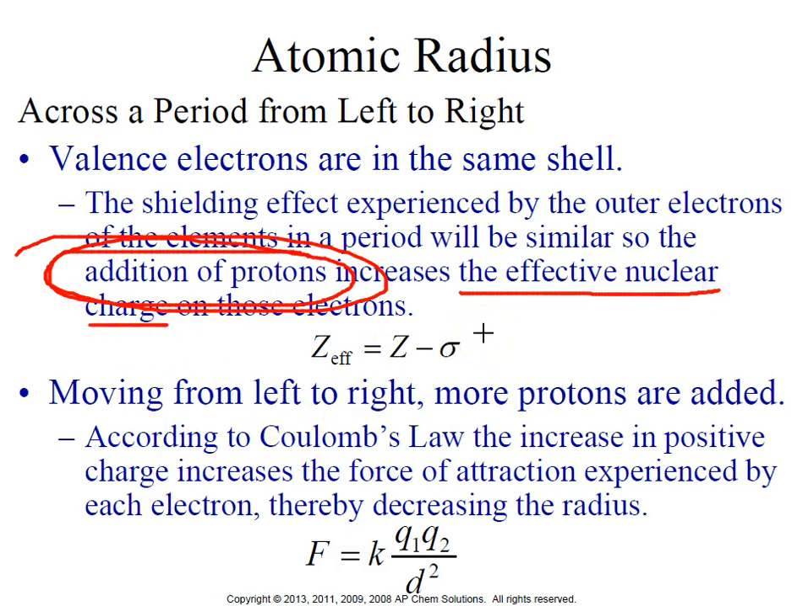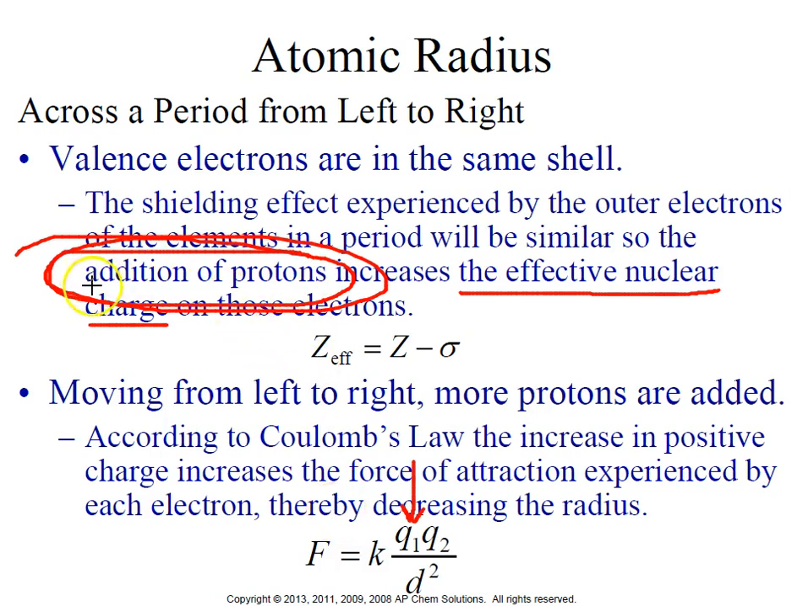So the charge that they feel from the nucleus is going to be stronger because there's more protons in that nucleus. So if you look at Coulomb's law, the charge on our nucleus is going up, which is going to make our force of attraction go up. And as that force of attraction goes up, it's going to pull those electrons in toward the nucleus and decrease the radius. So we could use either of these on a free response to explain.